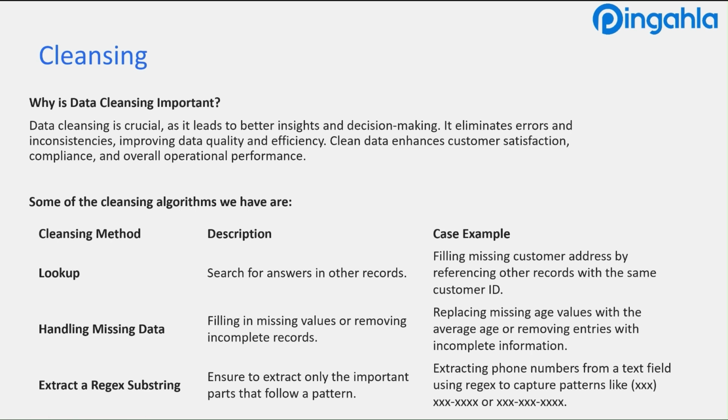So, some of the cleansing algorithms we have are lookup, where we basically search for a correct answer in other records. A case example would be filling a missing customer address by referencing other records with the same customer ID. Handling missing data by filling missing values or removing incomplete records. An example would be replacing missing age values with the average age or removing entries with incomplete information. Extracting a regular substring would ensure we extract only the important parts that follow a pattern. So in the case where we have a phone number, we can extract the ones that follow this pattern.